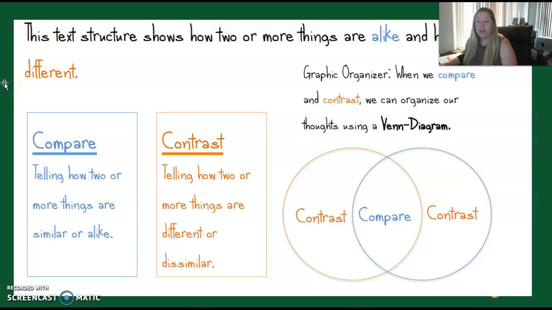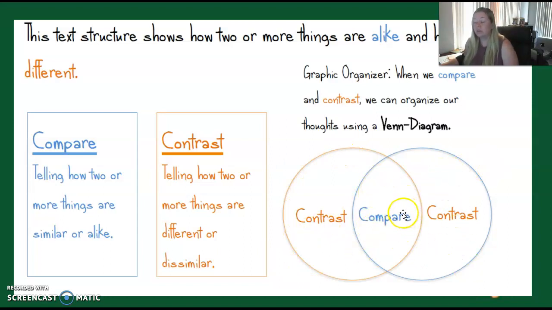So let's go ahead and look at this text structure, and it's going to show how two or more things are alike and how they are different. So we have things that are alike, we're comparing, in blue, and how they are different, we're contrasting, in orange. One of the graphic organizers that you're very familiar with is a Venn diagram. Look here, it's nice and color coordinated: different, same.